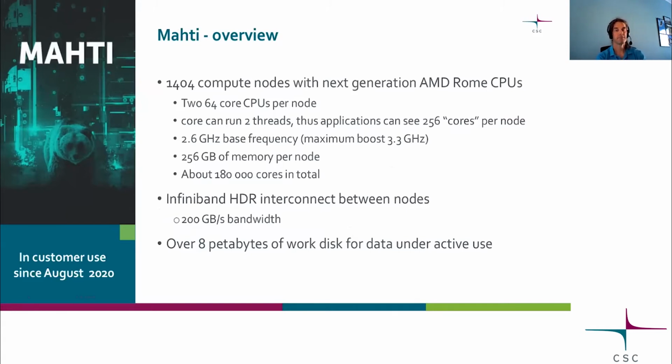Mahti, as the Finnish name suggests, is quite a big, impressive machine, I would say. It has a bit over 1,400 compute nodes, and the nodes are equipped with AMD Rome CPUs. There are 2 CPUs per node, and each of these CPUs has 64 cores. So in total, there are 128 cores per node, and a bit over 180,000 cores in total.